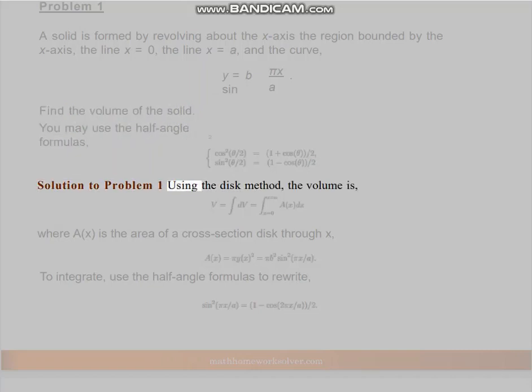Solution to problem 1 using the disk method. The volume is the integral of A(x), where A(x) is the area of a cross-section disk through x. To integrate, use the half-angle formulas to rewrite.